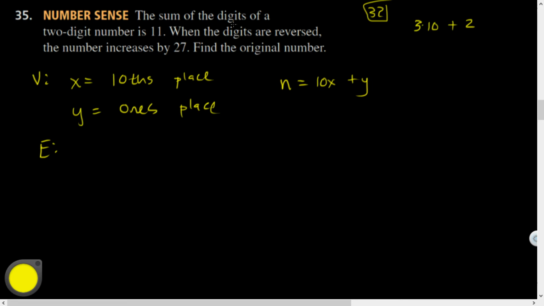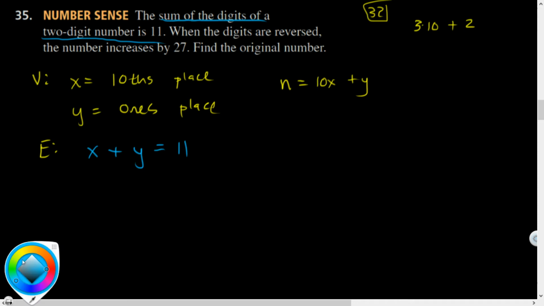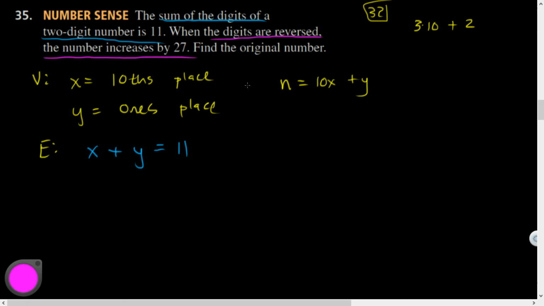Okay, it says the sum of the digits is 11. What does sum mean? Total? So x and y, what am I doing between those to get 11? Sum is going to be addition, so the digits add to 11. It says when the digits are reversed, the number increases by 27. I wonder if I'm doing this the easiest way. I have no idea. Let's try it.